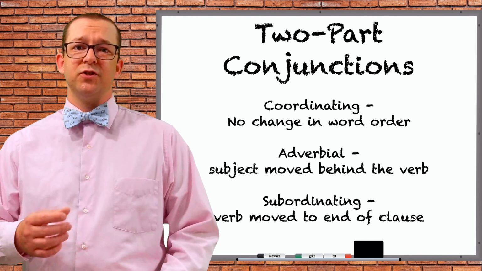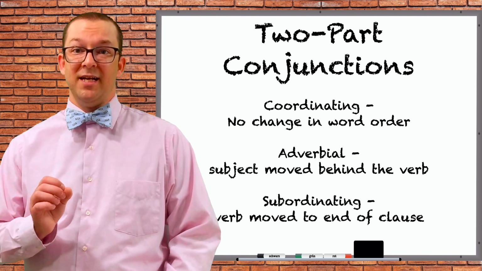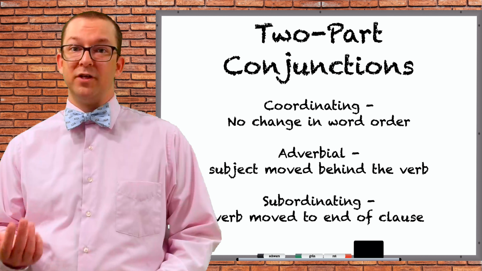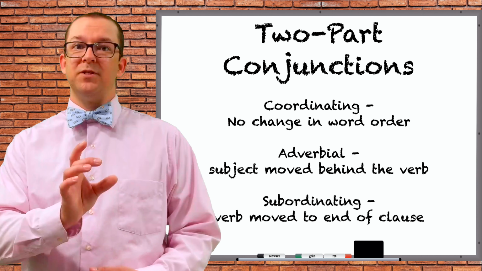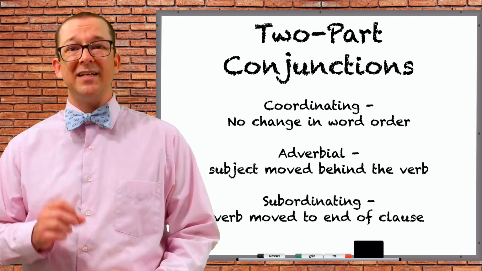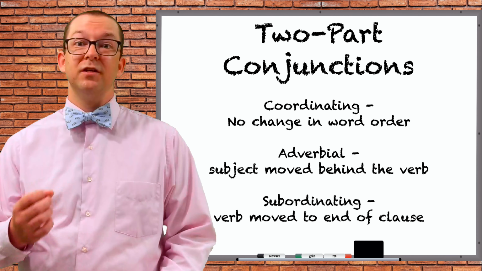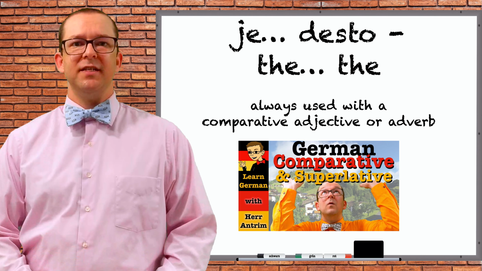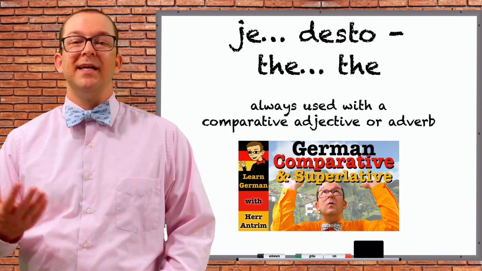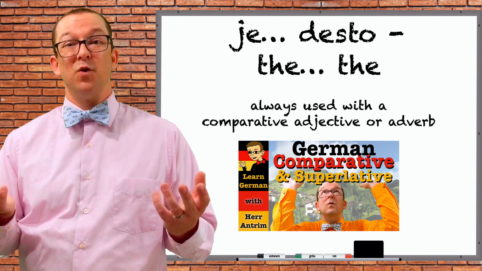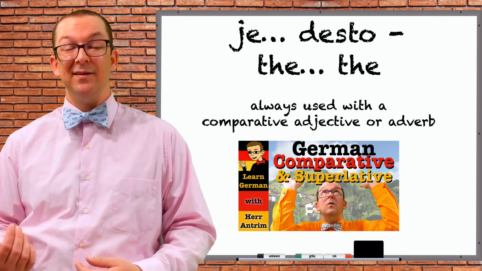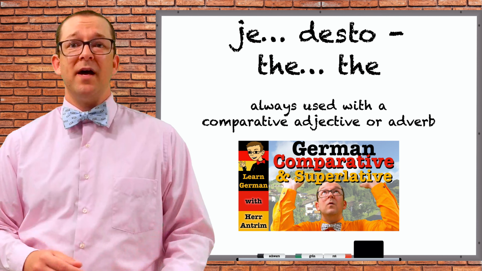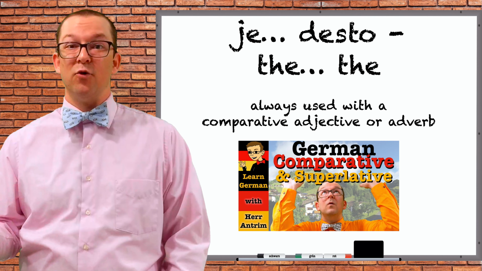All of the conjunctions so far for today have been coordinating conjunctions, meaning that they don't change the word order, or they're adverbial conjunctions, meaning that they move the subject to the other side of the verb. The last few that I want to talk about today are subordinating conjunctions that are split into two parts. The first of these is by far the most common of them, je, desto. This is a weird one for me to translate, as in English it simply means the. It's followed by a comparative form of an adjective or an adverb.